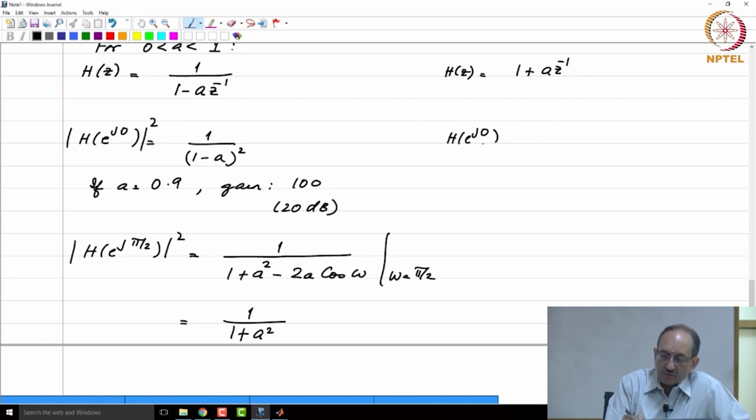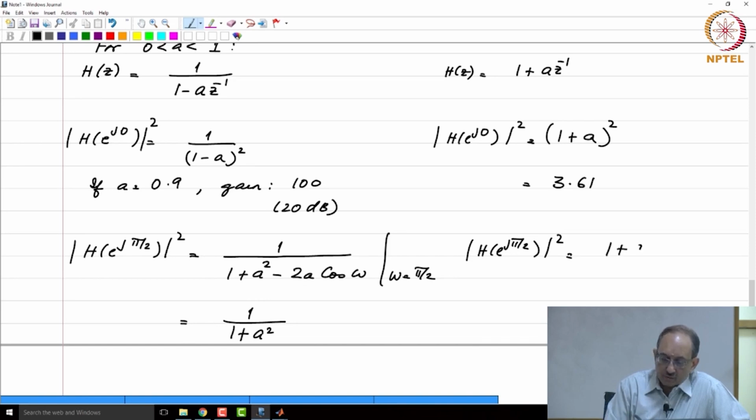If you look at |H(e^{j0})|^2, this is (1 plus a) whole squared, and for a = 0.9 this becomes 1.9 whole squared, which is 3.61, correct. And |H(e^{jπ/2})|^2 is 1 plus a squared as before, and this turns out to be 1.81 because a is 0.9.